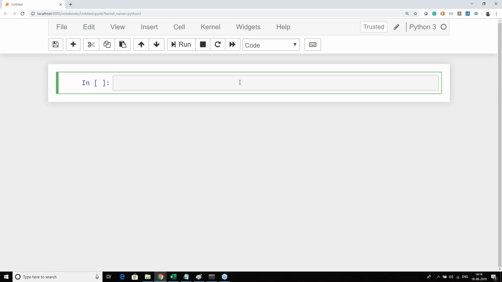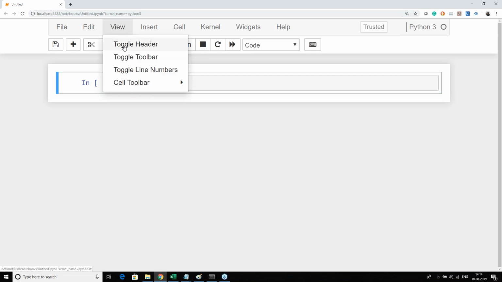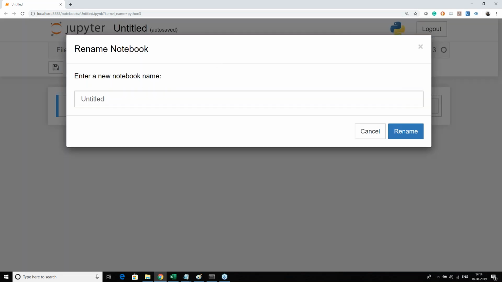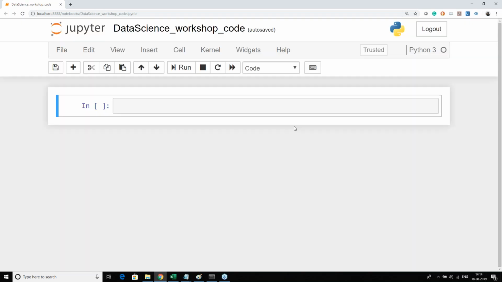So this is the Jupyter notebook, which is what you're going to be using. I'm going to name this data science workshop code. Okay, and here we go. Yeah, that's what we're going to be doing here.